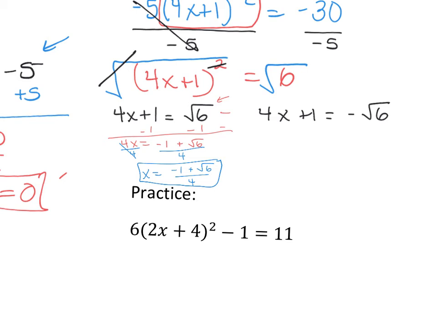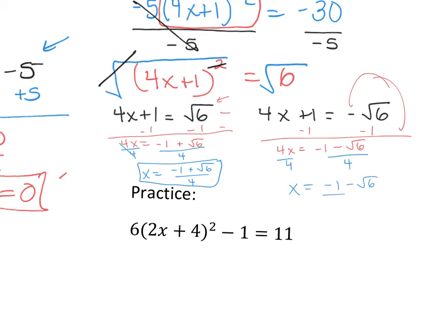Then you're going to follow the same steps on the second side. So I'm going to subtract 1 from each side. Remember again, these are not like terms, so they cannot be combined. And like I reminded you in the first problem, the number always comes before the radical. So I have negative 1 minus the square root of 6. And then my next step is just to divide. So I'm left with x equals negative 1 minus the square root of 6, all over 4.